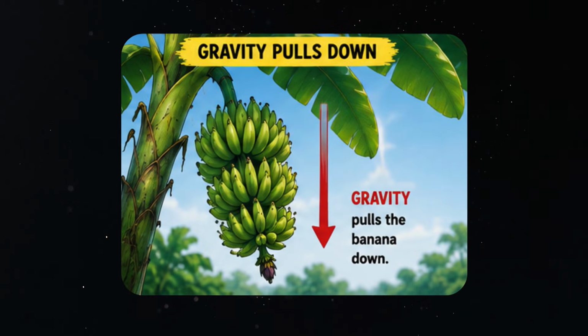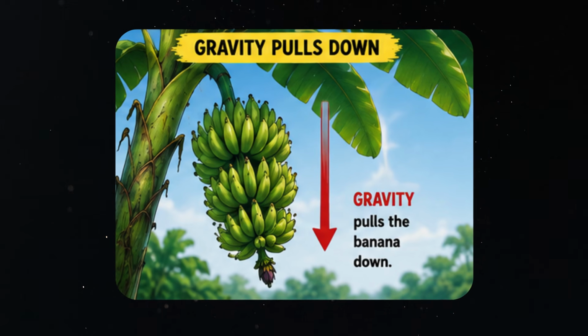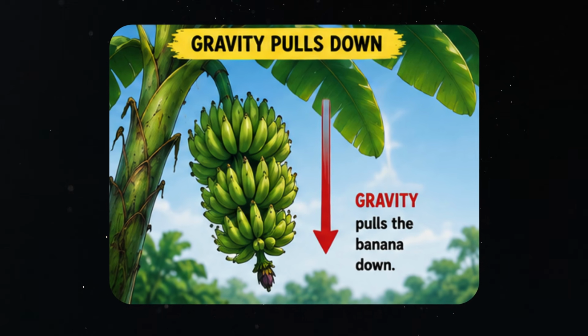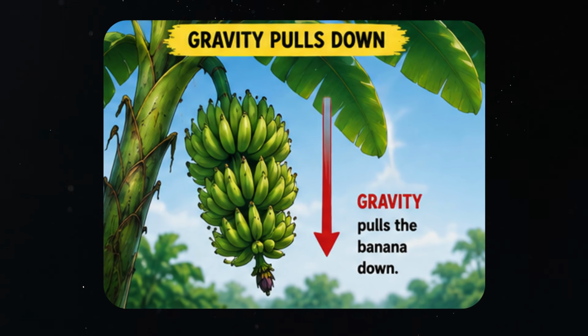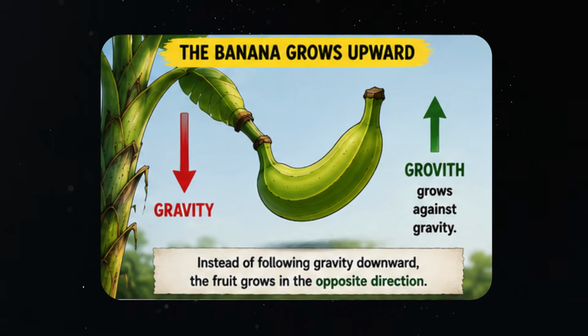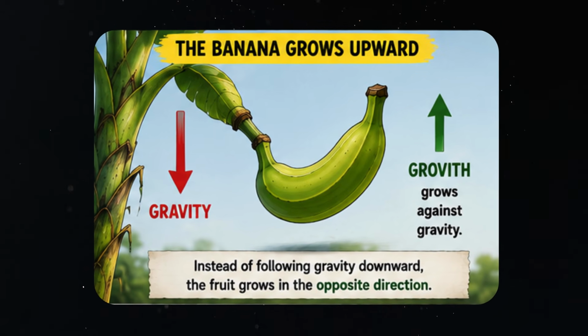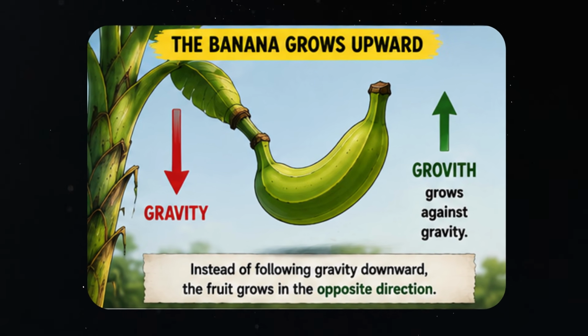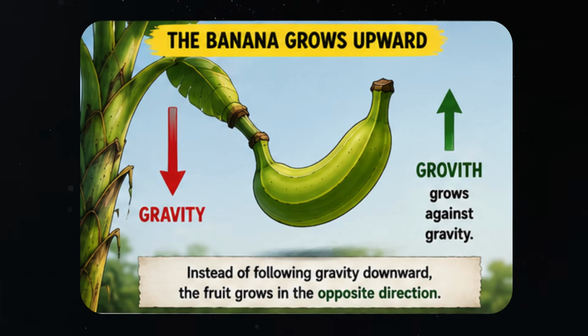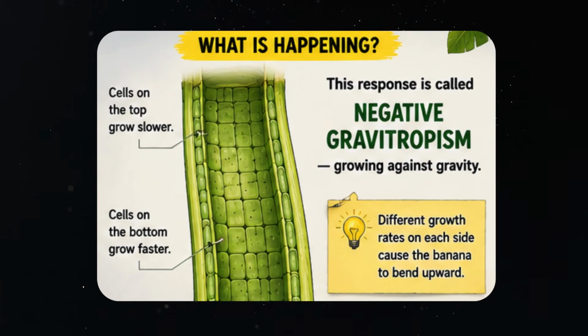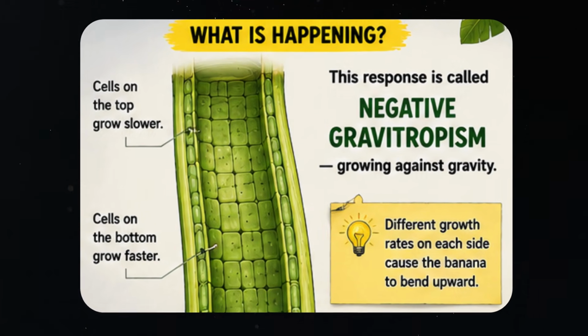Chapter 6. Why doesn't a banana just grow straight down? So if gravity is pulling the banana downward, why doesn't it simply grow straight down? The answer is surprisingly simple. A developing banana has a natural growth response to gravity. Instead of following gravity downward, the fruit grows in the opposite direction. Scientists call this negative gravitropism.